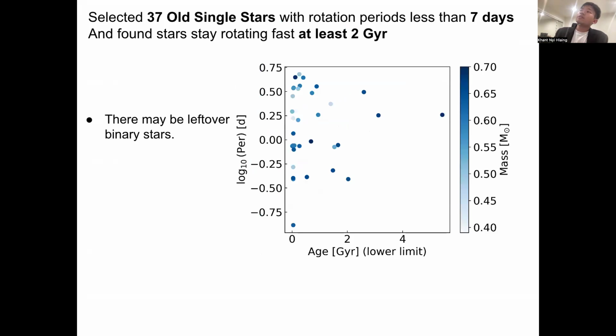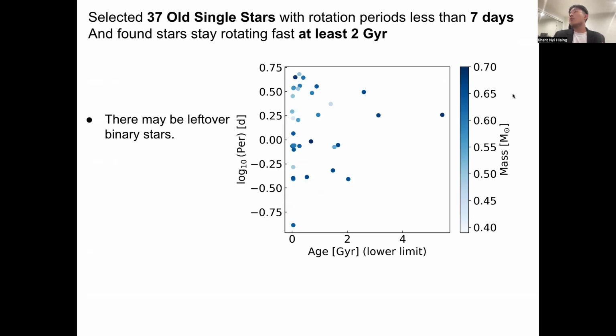And we selected the 37 single stars with rotation periods less than 7 days. And we found that the stars stay rotating fast for at least 2 gigayears. The reason I have to say 2 gigayears is that you'll see these 3 stars that look like outliers, and they are really, really old. So I checked them in the color magnitude diagram, and they appear to be very overluminous. And again, there may be leftover binary stars, as the classification is not perfect.